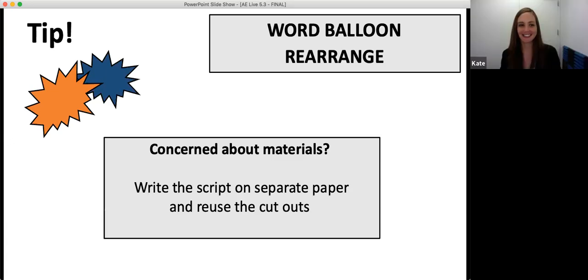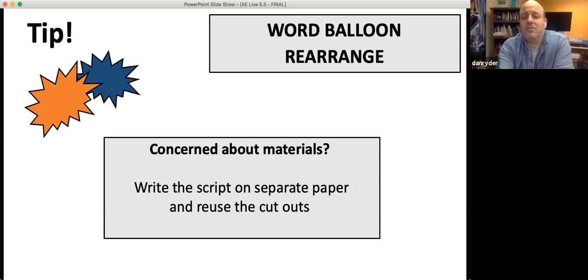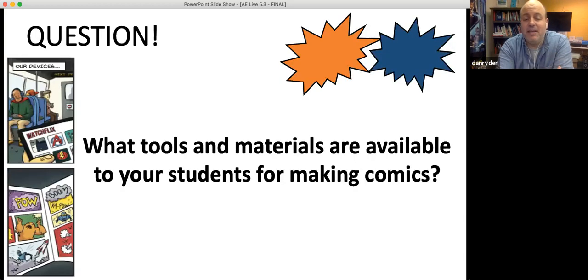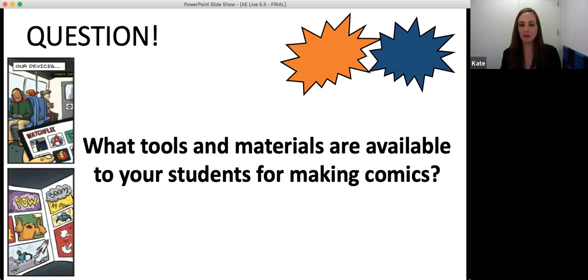Perfect. So another question for you folks is, speaking of tools and materials, what tools and materials are available to your students for making comics? Yeah, what do you think? So Dan has shared with us some ways that he uses paper and magazines to have introduced comics to his students. What other materials do you have available that you could use to create comics with your students? It could be really simple things. It could be really complex things.